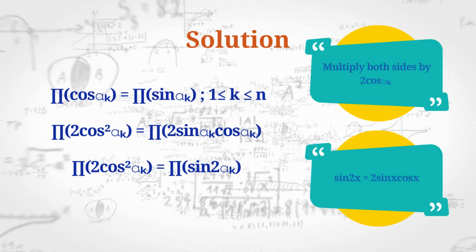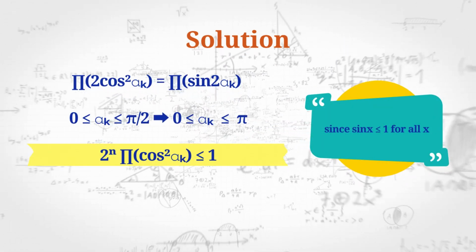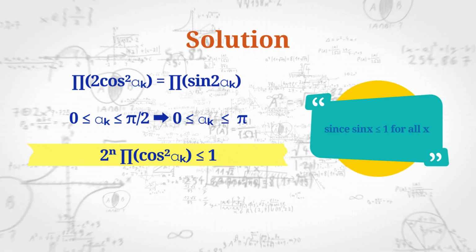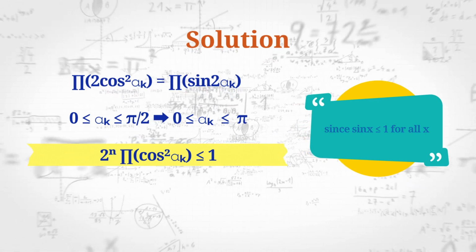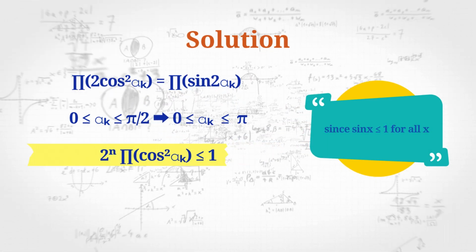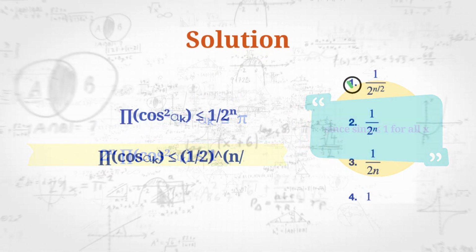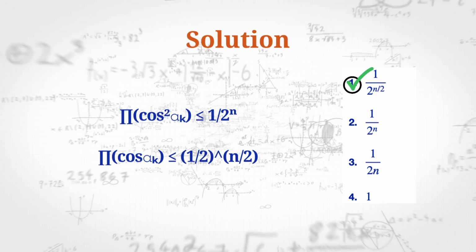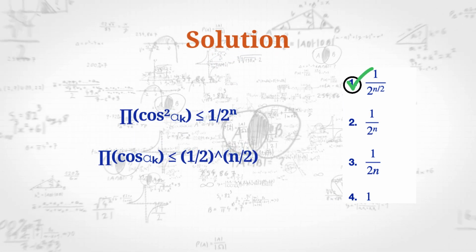sine 2 alpha k. Since sin x is less than or equal to 1 for all values of x, therefore the right hand side here will be less than or equal to 1 for all values of alpha k, and the left hand side can be written as 2 raised to the power n times product of cos square alpha k, which gives us product of cos square alpha k less than or equal to 1 over 2 raised to the power n, and by taking square root on both sides, we find out that the correct answer is option 1.